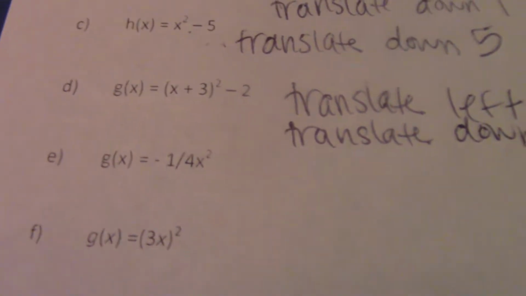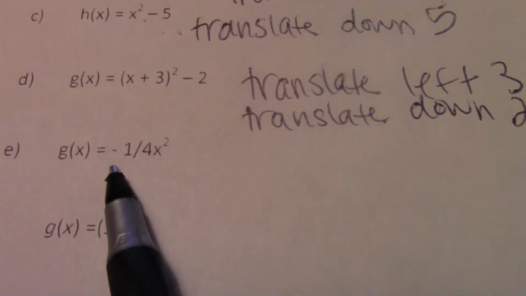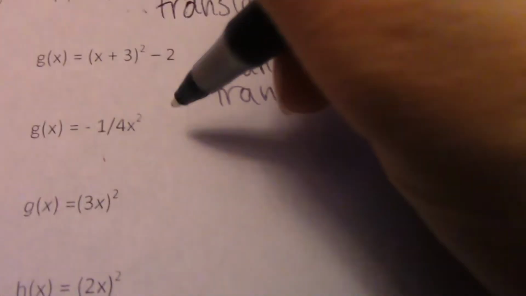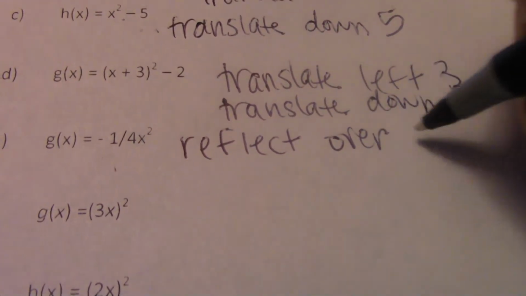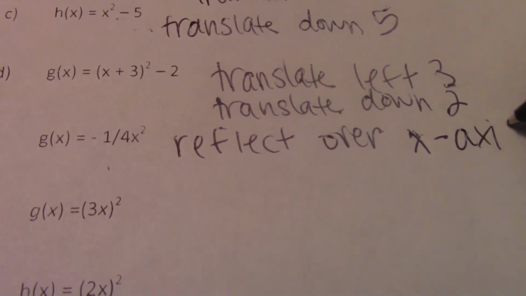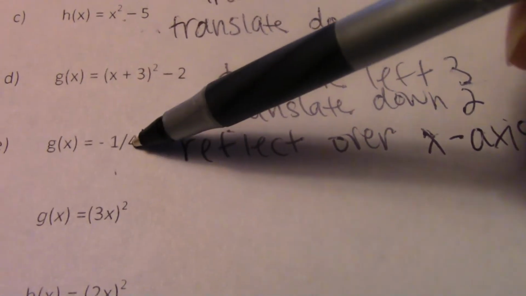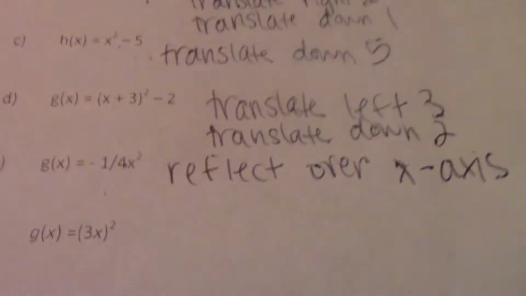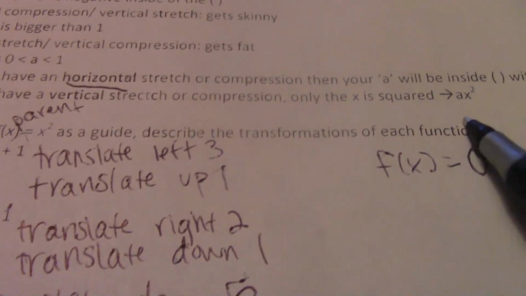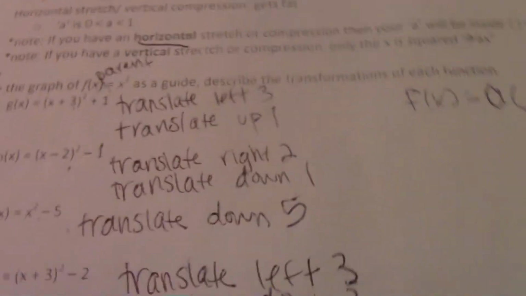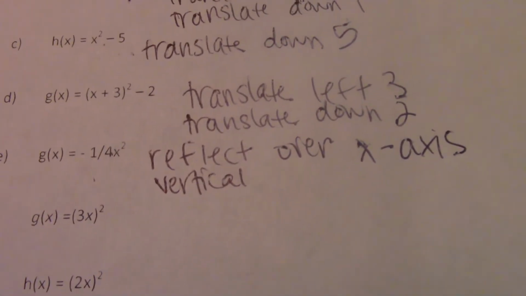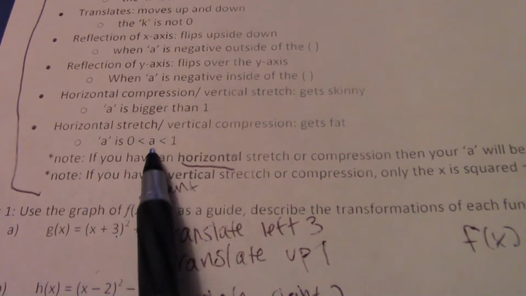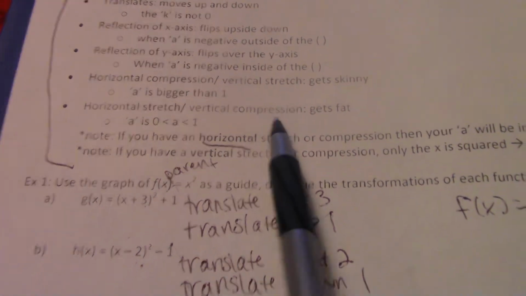Now this has a negative. So the negative makes it going to reflect over the x-axis, and I want to see it just like this. Reflect over x-axis, and that 1/4. Okay? It is not in parentheses, so it's going to be vertical, so we know that. And it's a fraction. It's between 0 and 1. So between 0 and 1 makes it a vertical compression.